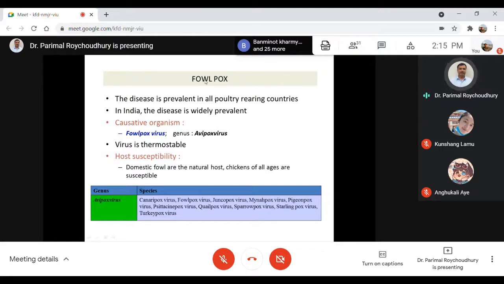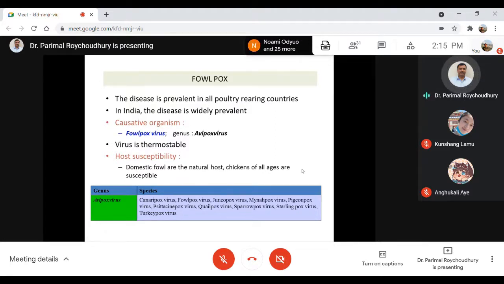Now coming to one of the major diseases in poultry, fowl pox. Almost each species has its own pox virus infection, like canary pox, sparrow pox, myna pox, pigeon pox, turkey pox, quail pox, etc. For the domestic chicken, we call it fowl pox virus infection. This is a very common infection, caused by the fowl pox virus under the genus Avipoxvirus. We are not going to discuss the other Avipoxviruses, because all have a similar disease manifestation, right?